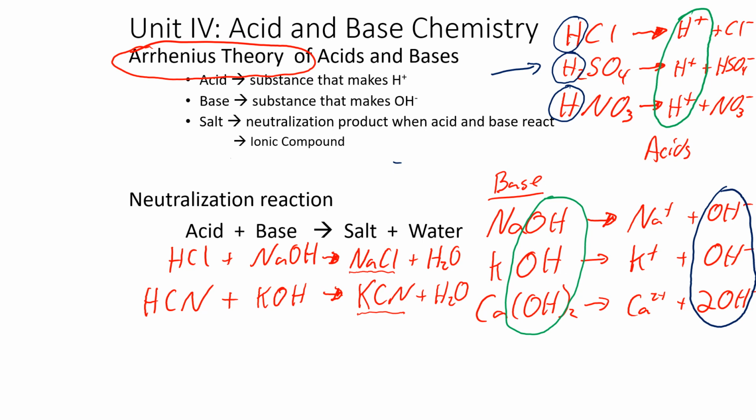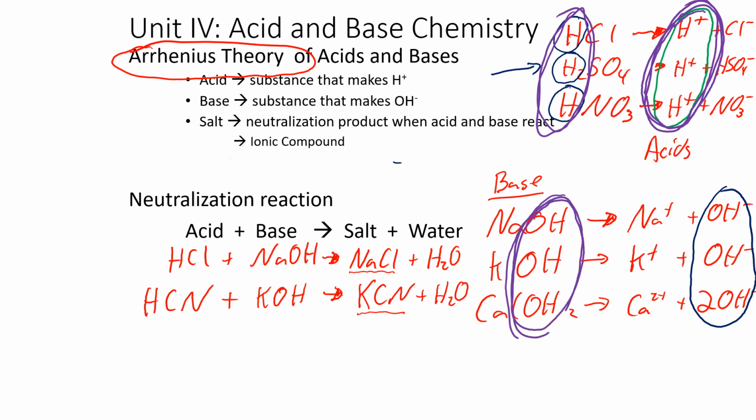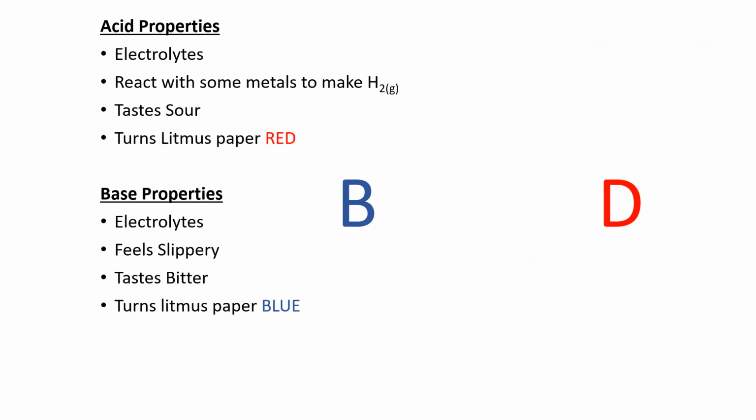But I want to emphasize that in water, acids typically make those hydrogen pluses. They also contain those hydrogen pluses. That's what acids are. And under the old definition, bases contain those OH minuses, and they also produce OH minus when you throw them in water as well. That's that old definition, and we are going to be changing that. Now, just some properties of acids and bases. They are both electrolytes.